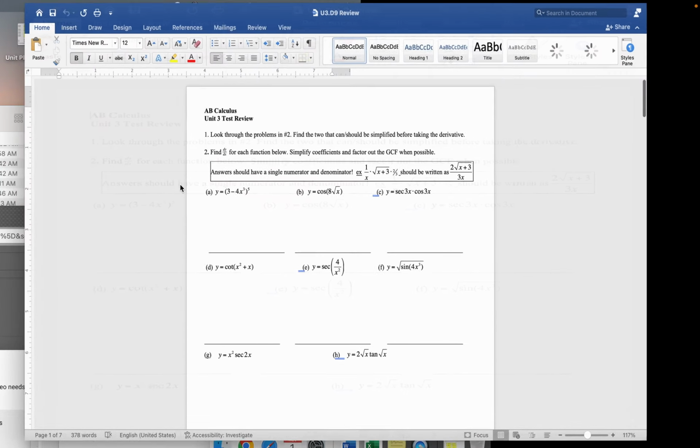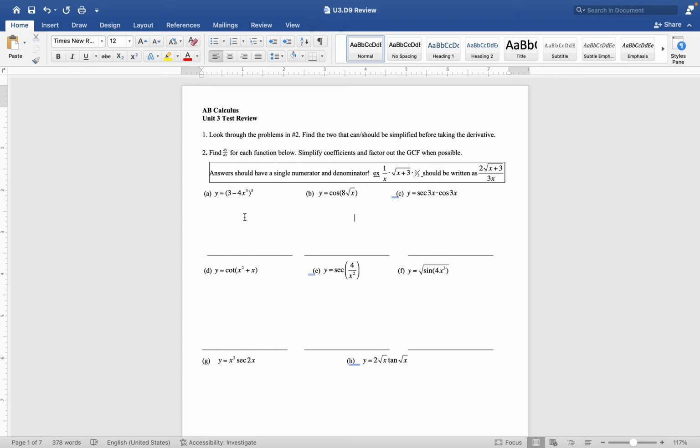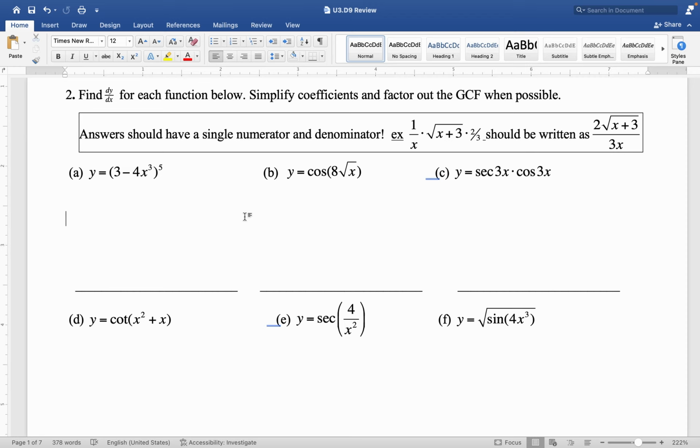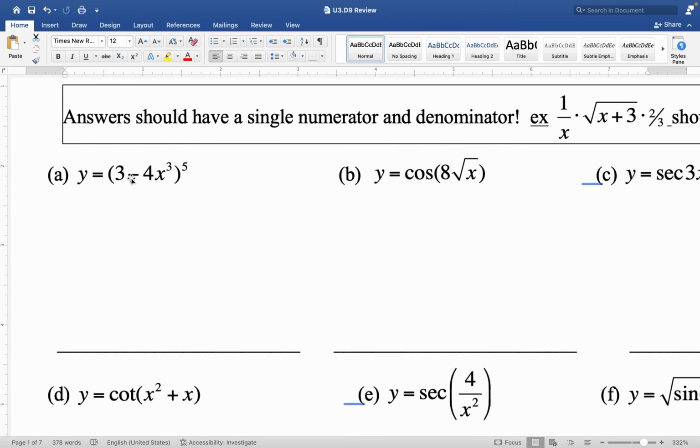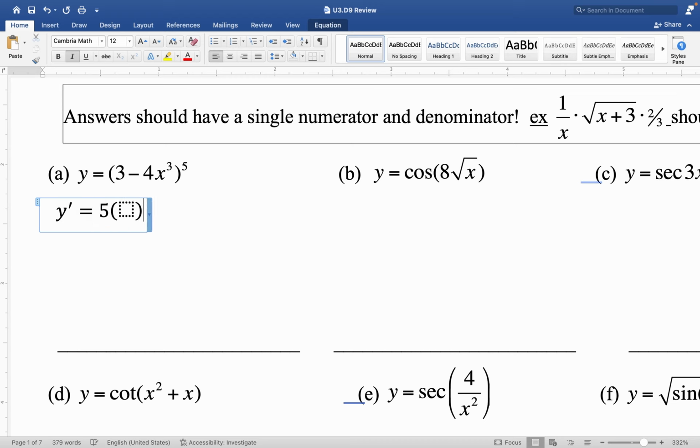Here we go. So let's have a look. So we are taking a bunch of derivatives. All right, so looking at this one, that looks like a chain rule problem to me. So the outside function is blank to the 5th. So I think I'm going to say take the derivative of the outside function. That's going to be 5 blank to the 4th.